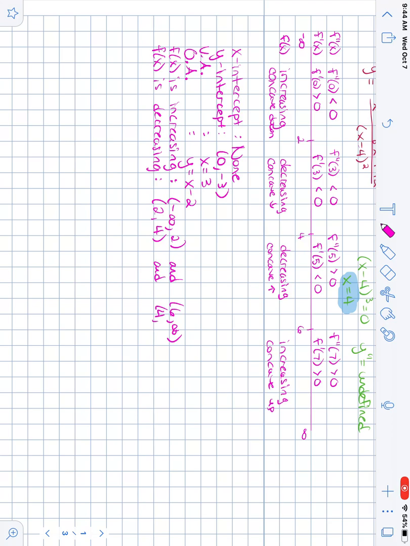Notice I didn't just say from 2 to 6. That's because there is a vertical asymptote in the middle of that domain. So we need to make sure we're keeping them in 2 different groups, 2 different intervals.